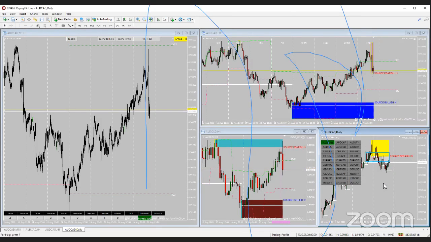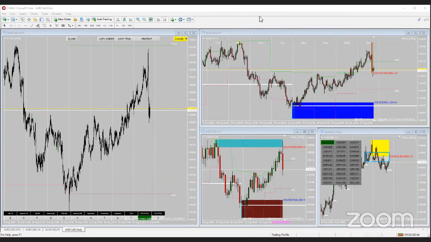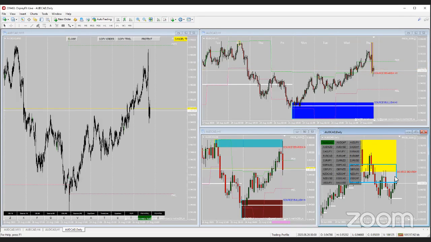And now somebody's coloring on my screen. Clear this. And again, we can do this on multiple time frames. We're also extending the last step broken.